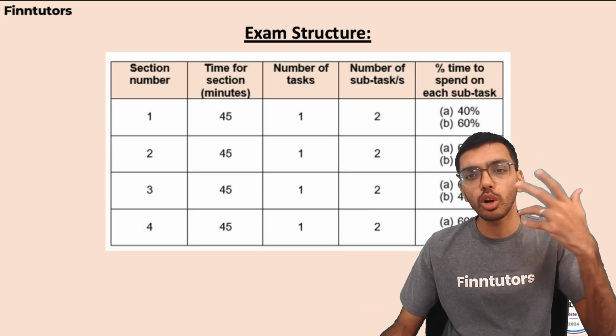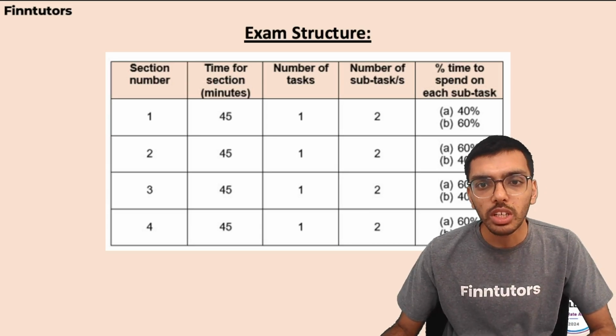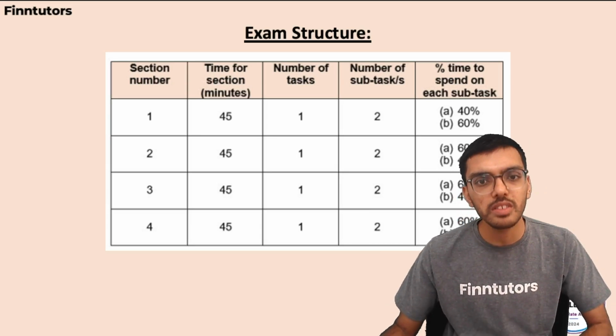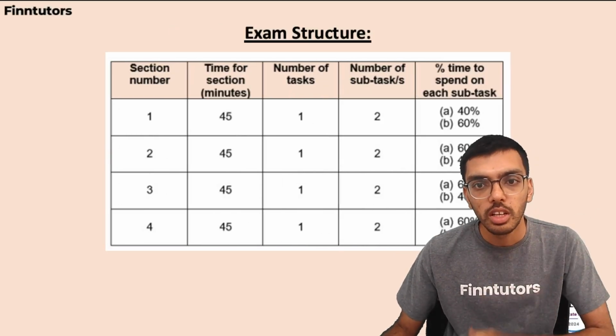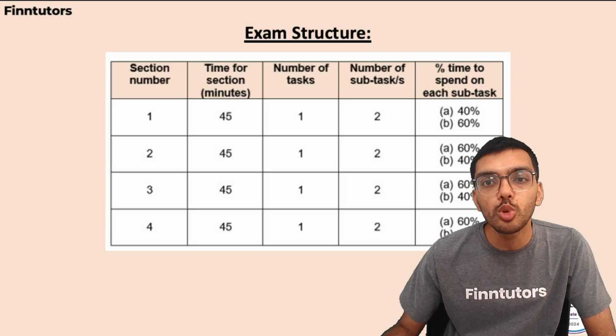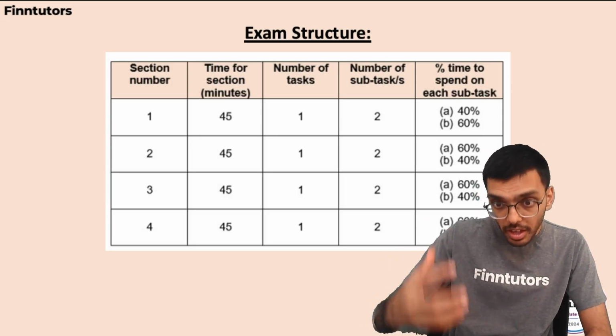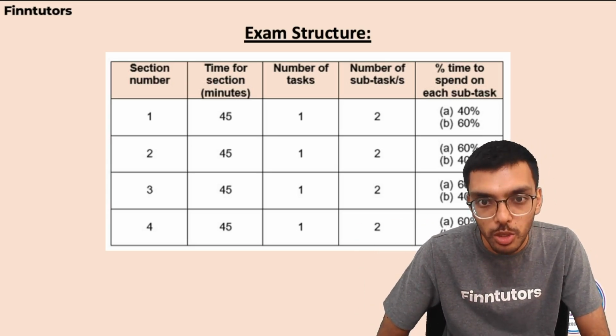So now a lot of students ask, what is this 40%? What is this 60% that they are giving over here? What is this 40, 60? It says percentage time to spend on each subtask. This is a recommendation that CIMA is giving you.